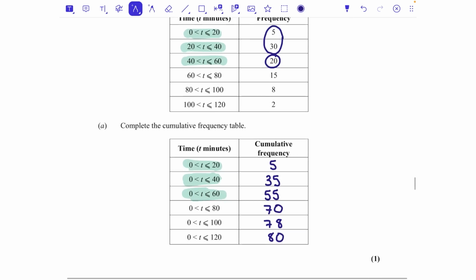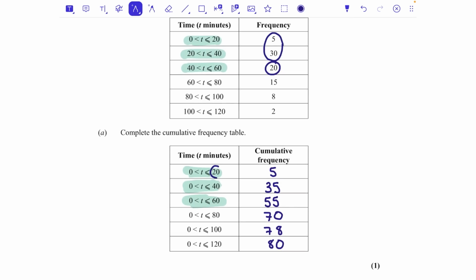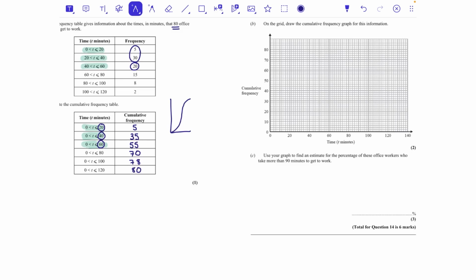And we plot this on a graph, and we're going to plot at the top of the category. So always for cumulative frequency, you're plotting at the top, and it should make a nice smooth S-curve or something that looks a little bit like that. Let me just change what this looks like. So now we're going to plot these values on the graph. We're plotting at the top of the category, so we're going across to 20 and up to 5.